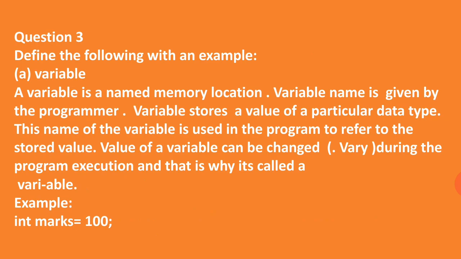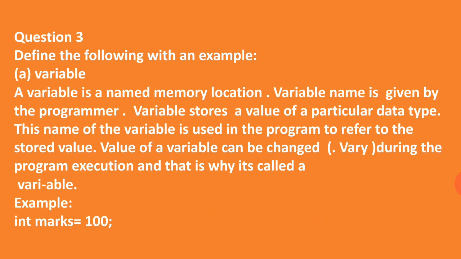Example is int marks equal to 100 semicolon. So let me clarify and explain this to you students. Variable, which may vary. We all know that a variable is a kind of container to store the data. But what is important for a variable? The very first thing is the data type of that variable.